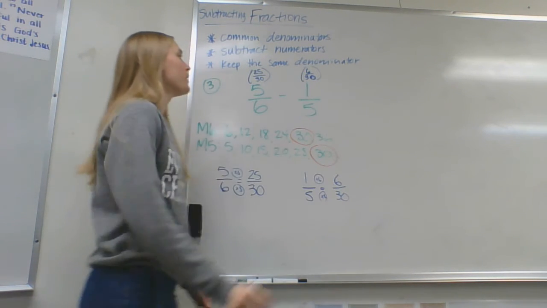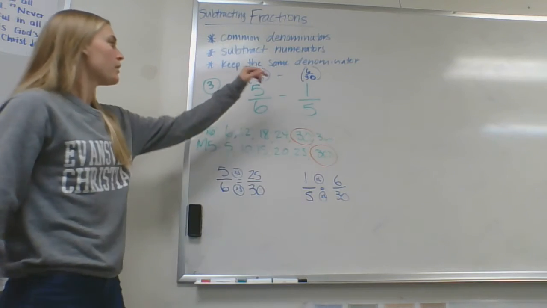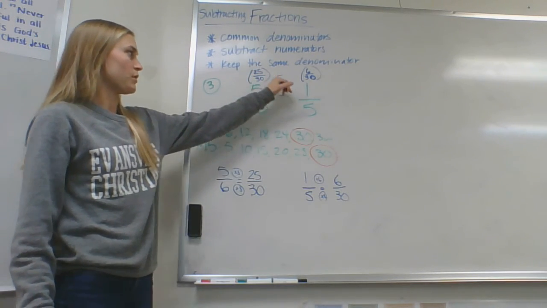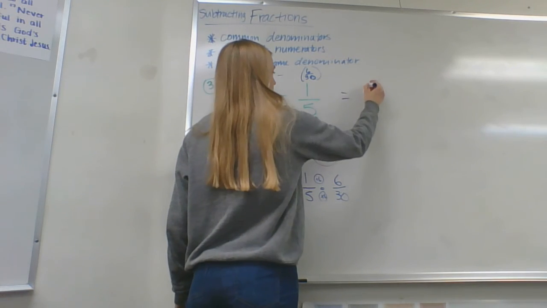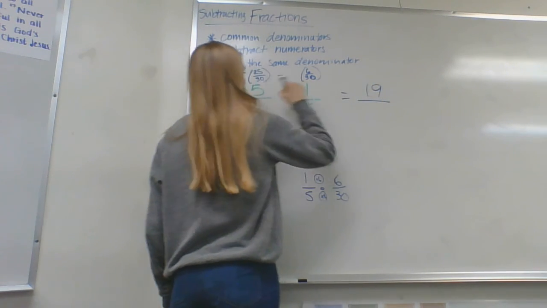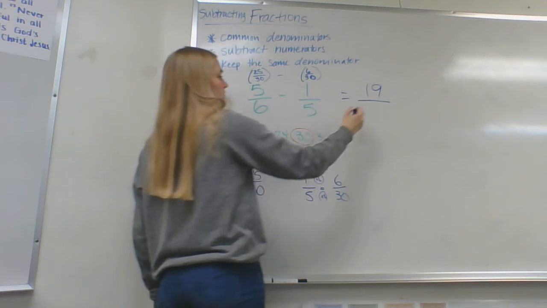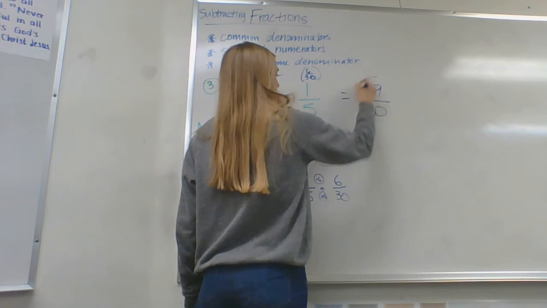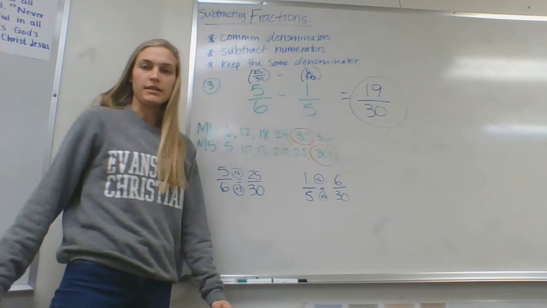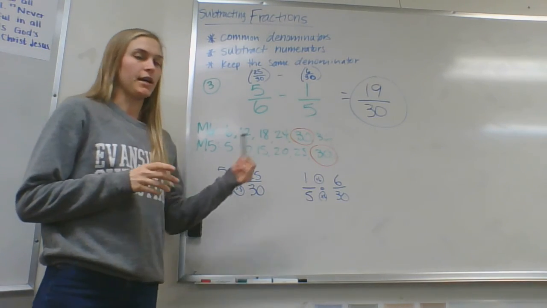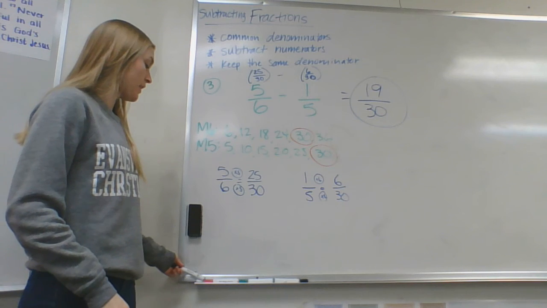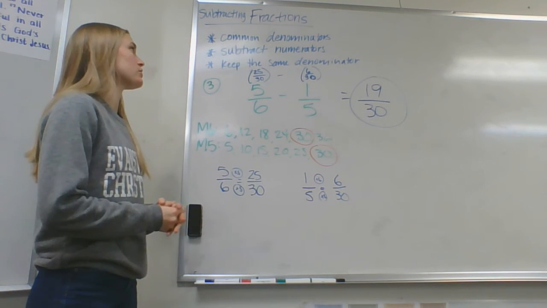Much smaller. If we subtract the numerator, so 25 minus 6 would be 19. And then we keep that denominator of 30. And that's simplest form, because 19 is prime. You can't divide by anything besides 19. And 30 cannot be divided by 19. So that's simplest form. That's your answer.